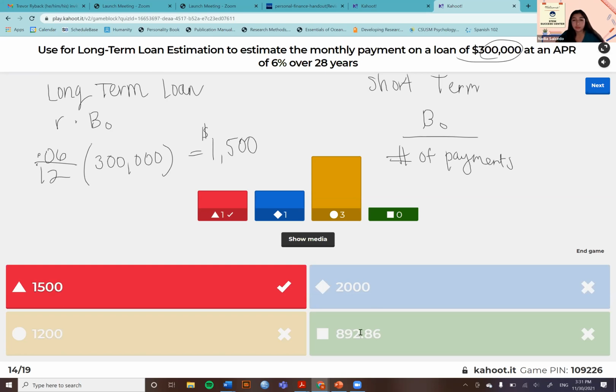If there's no questions, since this one's over 28 years, which is a long term. Viviana says the short term would be 300,000 divided by 12, if I was only borrowing it for 1 year and making monthly payments. Yes, that's how you would think about it. But 28 years is a really long time, so we would use the long term one. But yeah, you're thinking about it correctly. Good question.